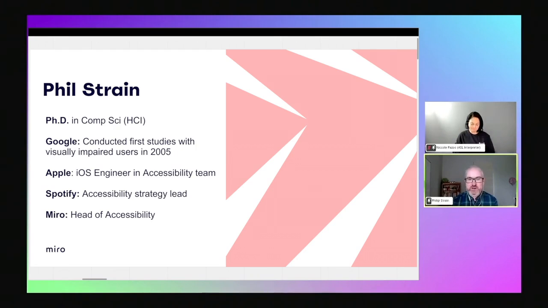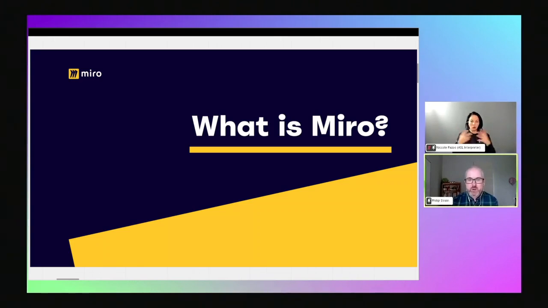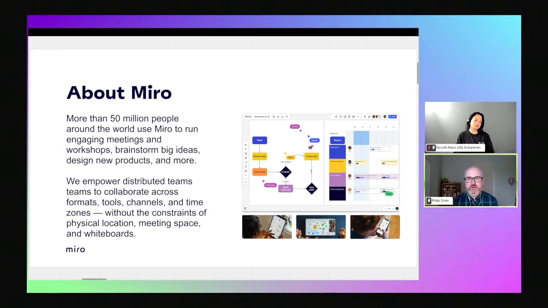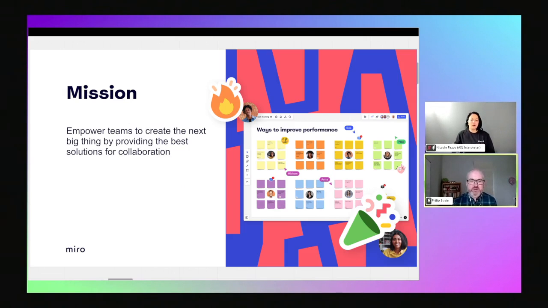So I'd like to start off by talking about what is Miro. We describe Miro as a visual collaboration tool, and it's used by more than 50 million people around the world to run engaging meetings, brainstorm big ideas, and to design new products. So we empower distributed teams to collaborate across formats, tools, channels, and time zones without the constraints of physical location, meeting space, and whiteboards. And at Miro, our mission is to empower teams to create the next big thing by providing the best solutions for collaboration.